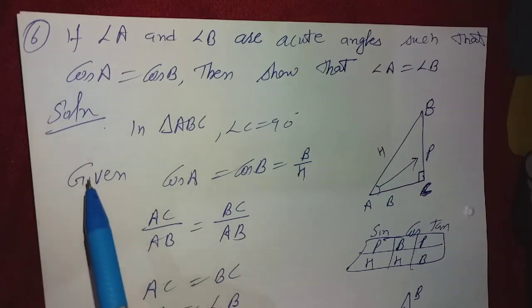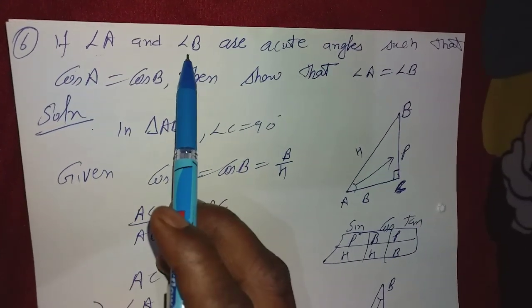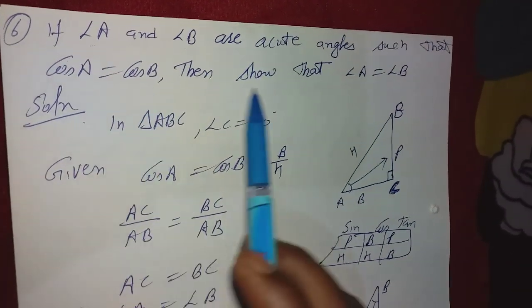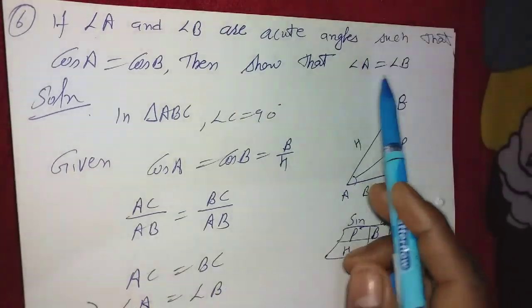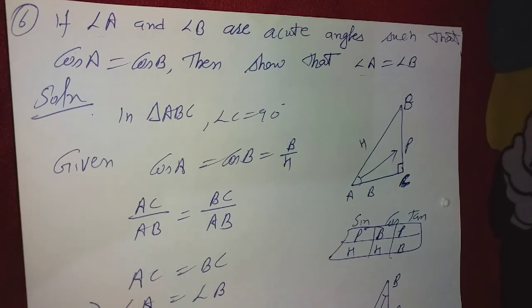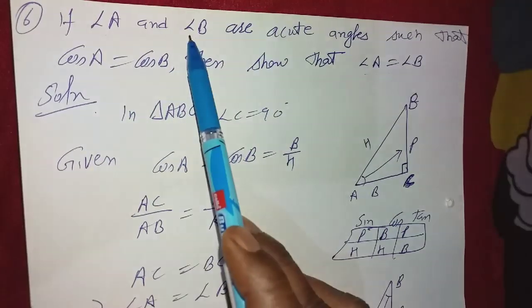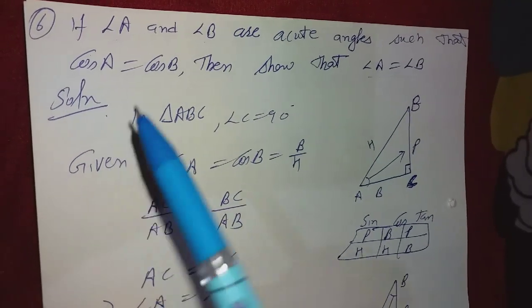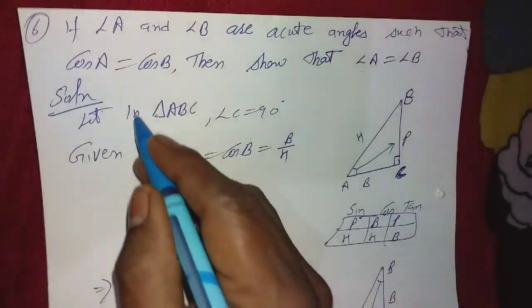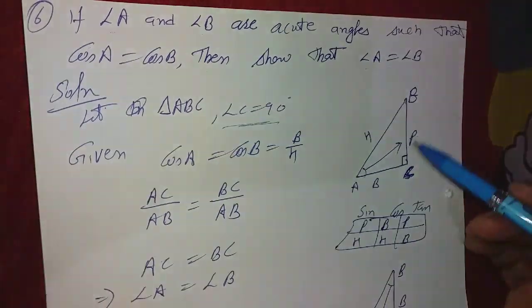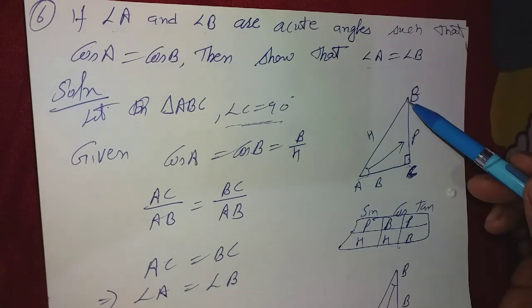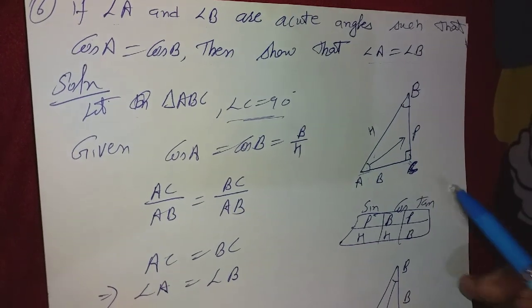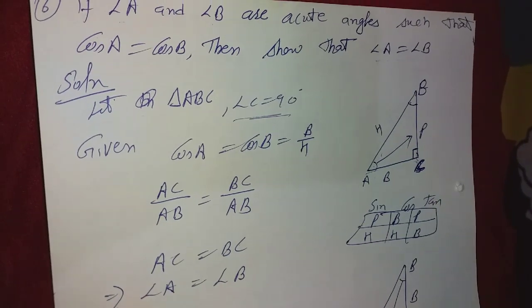Okay, next question, sixth. If angle A and angle B are acute angles such that cos A equals cos B, then show that angle A and angle B are equal. Here A and B are acute angles, so there will be another angle C. So let a triangle ABC in which C is 90 degrees. So draw a triangle ABC in which A and B are acute angles, and C is left as 90 degrees.